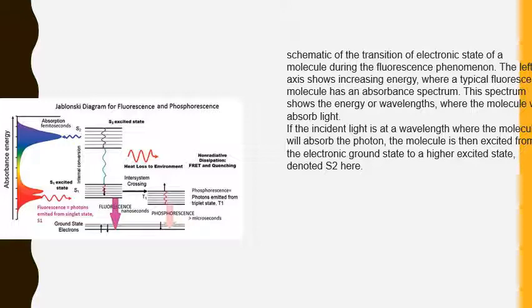Again, I have shown this for practice. It is a schematic of the transition of electronic states of a molecule during the fluorescence phenomenon. The left axis shows increasing energy, where a typical fluorescent molecule has an absorbance spectrum. The spectrum shows the energy or wavelength where the molecule absorbs light. If the incident light is at a wavelength where the molecule will absorb the photon, the molecule is excited and moves to a higher energy state.